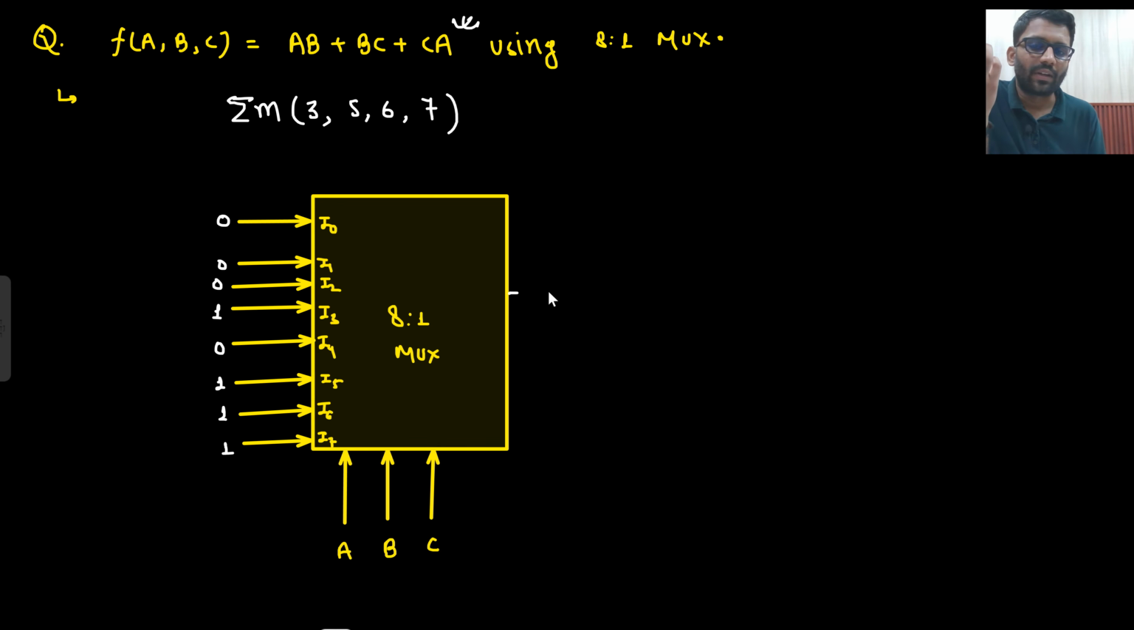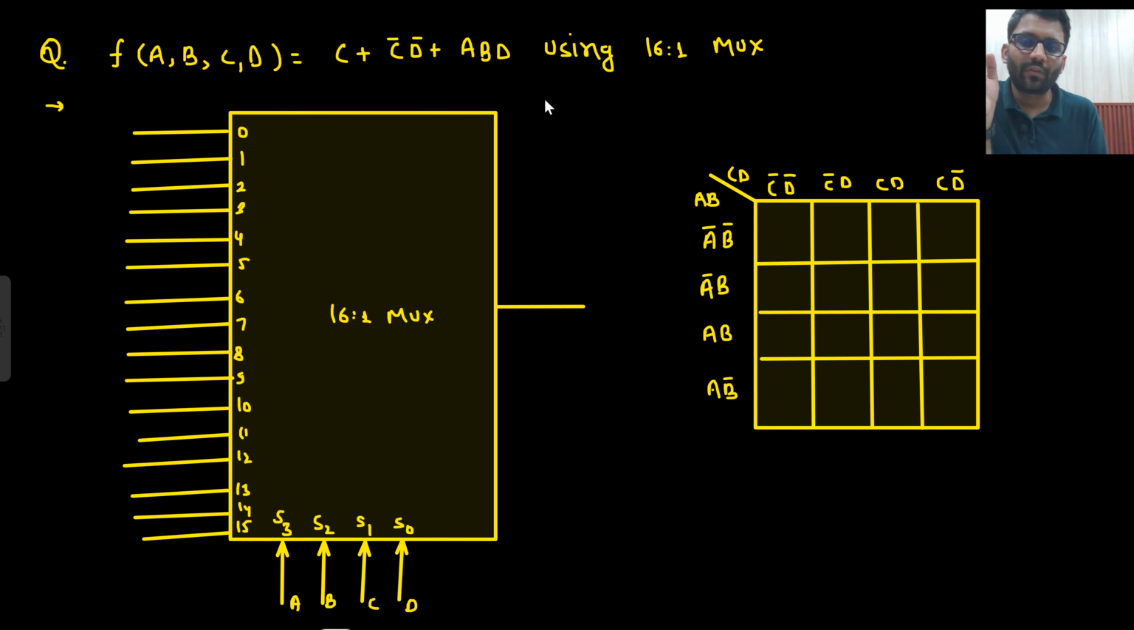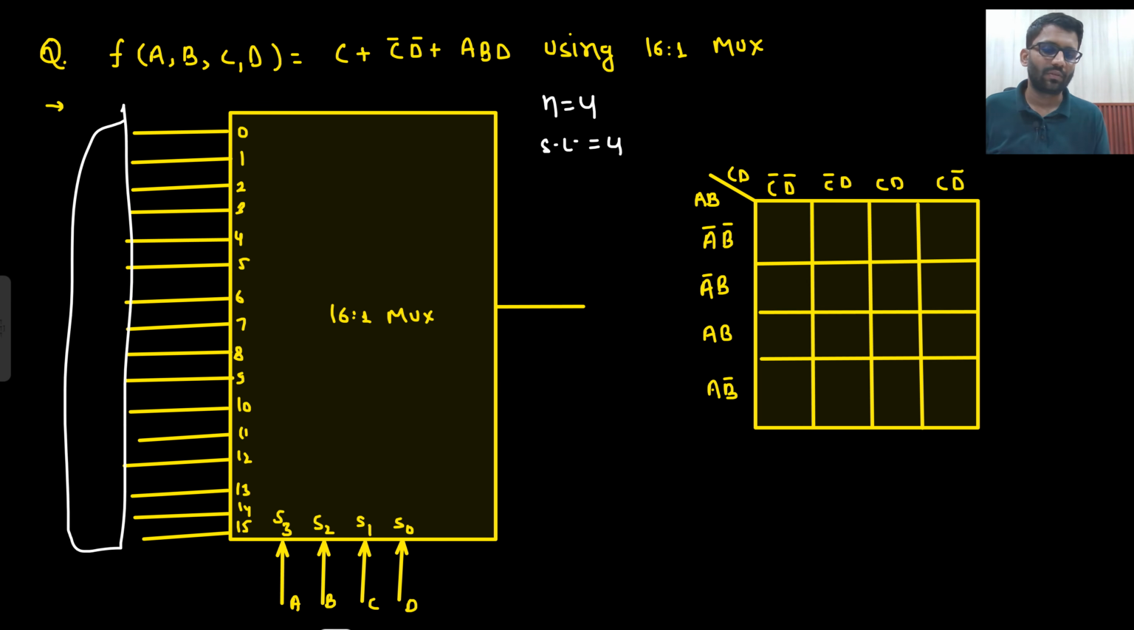That's it. This is how you can write your output. Here also, this will work only if the number of variables and select lines are equal. So this is the first thing you need to check. Here the number of variables is 4 and the select lines are also 4. So that method of minterms would work. So here you will get 1 or 0.